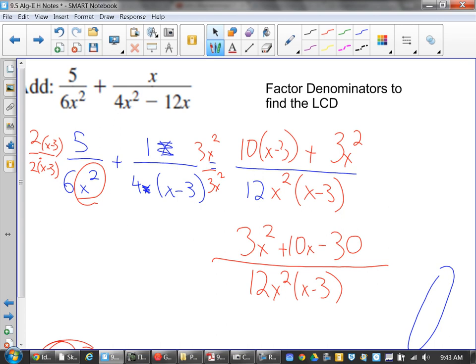Yes? Can you factor in your brain at all? You could try, but usually it doesn't work. That would be hard. What times what is 90 to get you to 10? 9 and 10, it's not going to get you there. 3 and 30, 15 and 6, and none of them get you to 10. So you don't have to worry about it, okay? That would be your final answer.